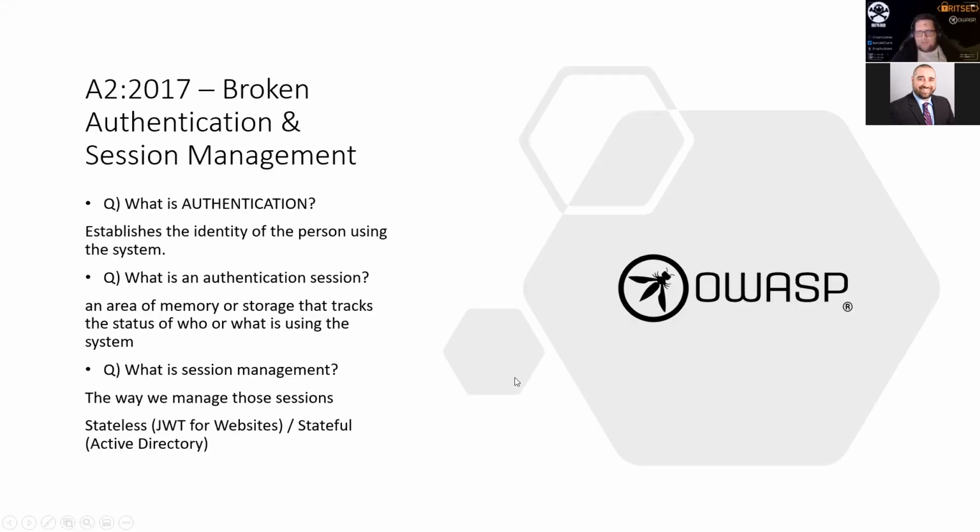Okay, so that brings us to number two, broken authentication and session management. Authentication, unlike authorization, is just establishing the identity of a person using a system. When an authentication session happens, the process stores something in an area of memory or on a file that tracks the status of who or what is using the system. On multi-user systems, you have to jump back and forth between these different users or entities, and that's what we call session management.